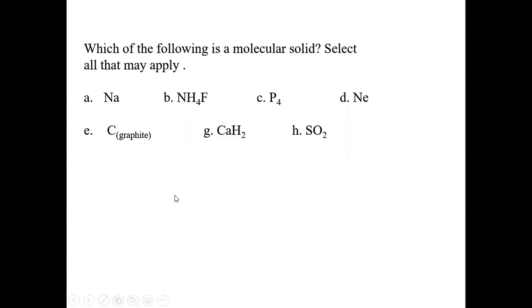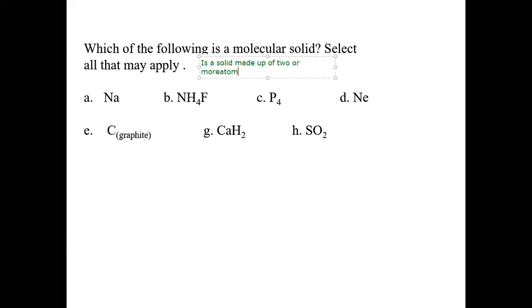One of the things we learned about when talking about solids, liquids, and gases is the different types of solids. In this question, we want to know which of the following is a molecular solid. There could be more than one answer. A molecular solid is a solid made up of two or more atoms that are nonmetals, because these are made up of molecules.